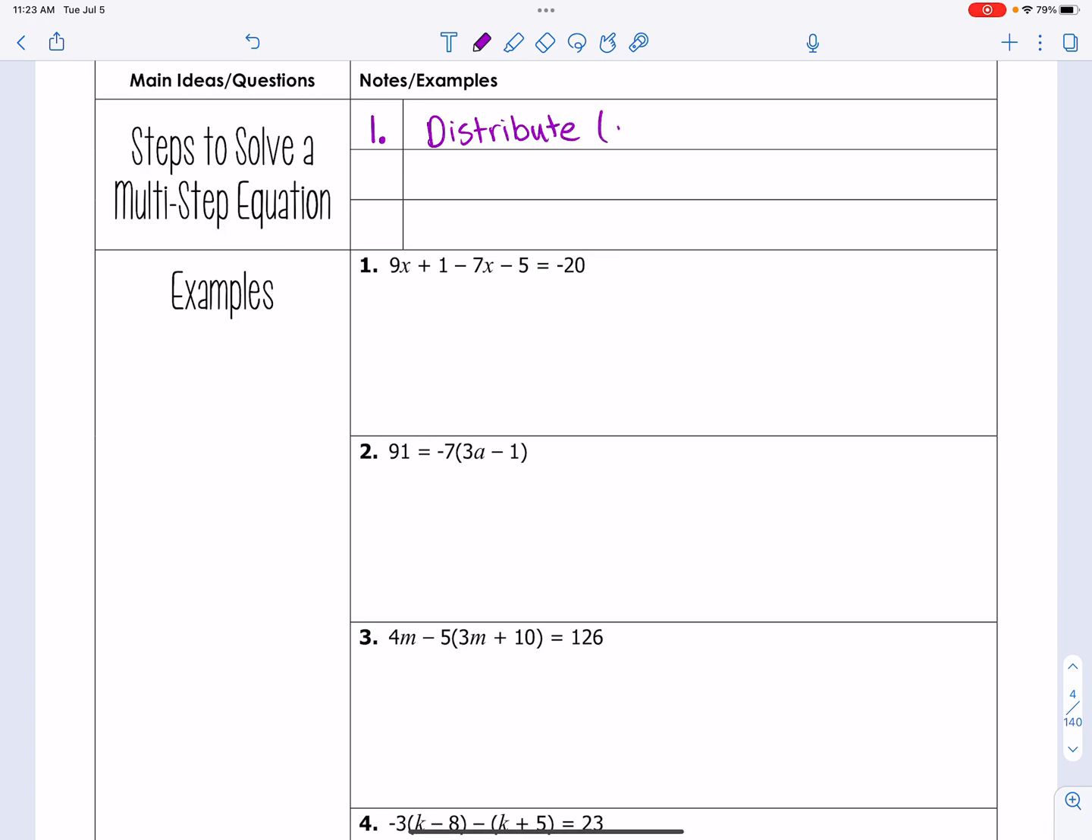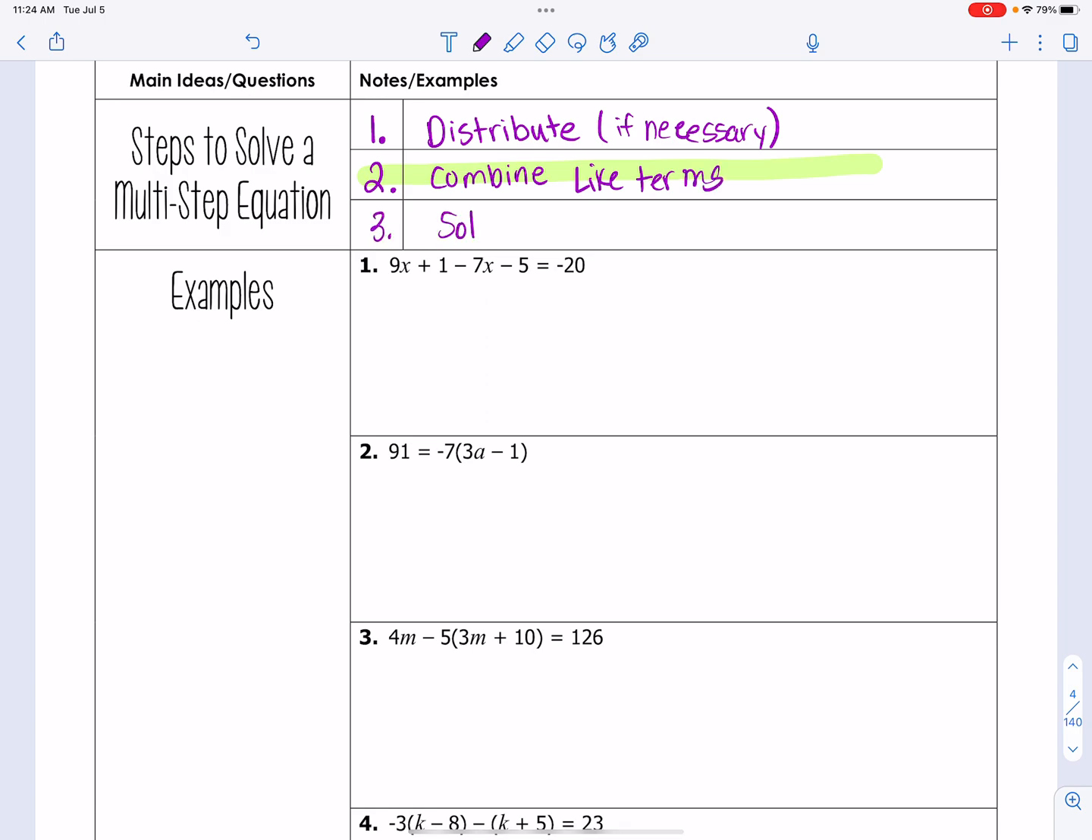If necessary. If there's parentheses, then you're going to distribute those things into the equation. And then I would always, this one I think is important, I'm even going to highlight it, I would always combine like terms. Some people like to do some weird things, but I would get your like terms together on both sides, and then I would solve.